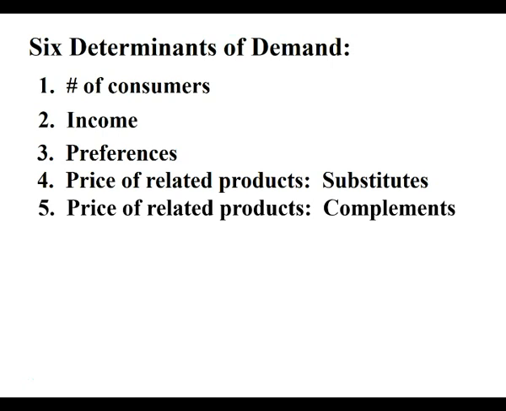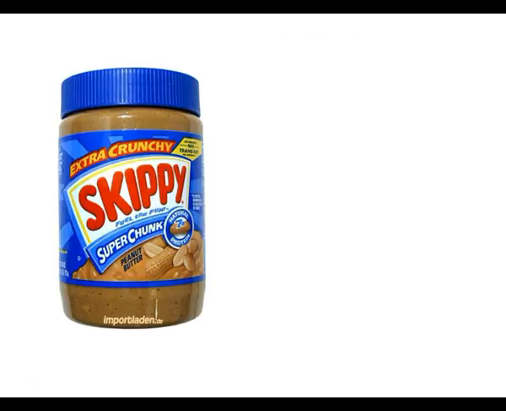Okay, number 5 is price of related products, complements. This is similar to substitutes, except that we're talking not about products that are substitutes for one another, but products that are complements, meaning they are used together. So, for example, tell me a complementary product for peanut butter.